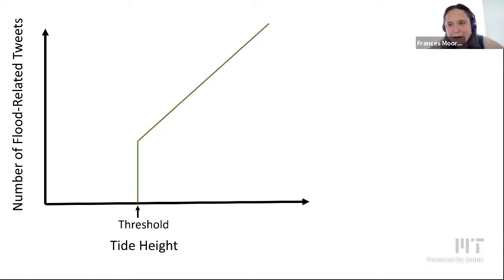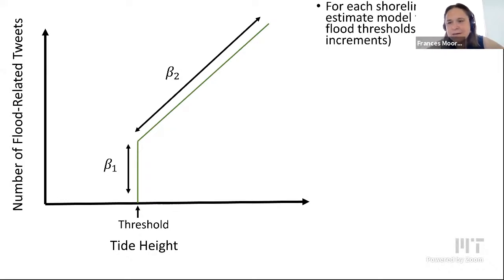And above the threshold we allow, but don't require, a jump in the number of tweets. So it's like, suddenly there's water where there shouldn't be, so people start tweeting about that, as well as a more continuous increase in flood-related tweets in response to increasing tide height. If the flood becomes more extensive or deeper or more consequential, then you're going to get more tweets related to that increasing tide height.